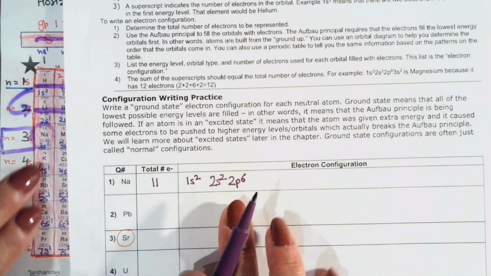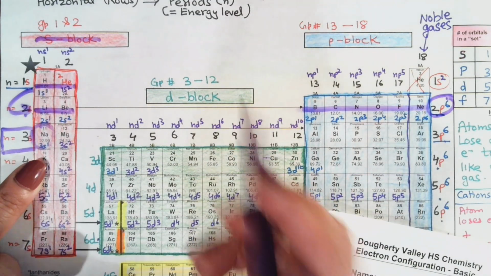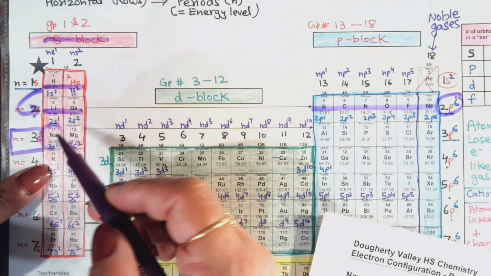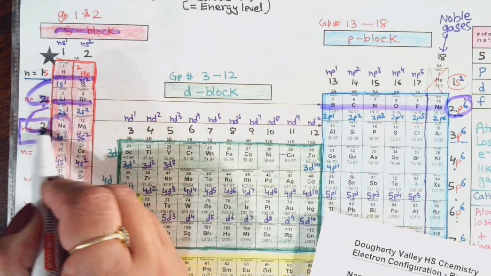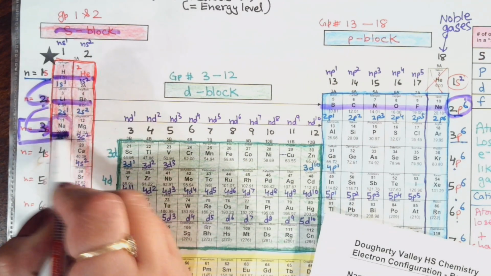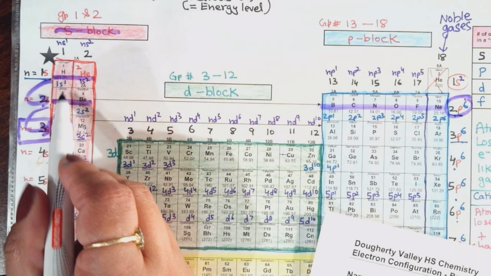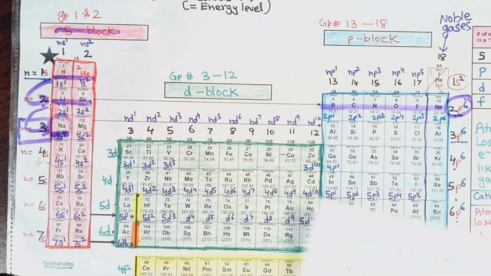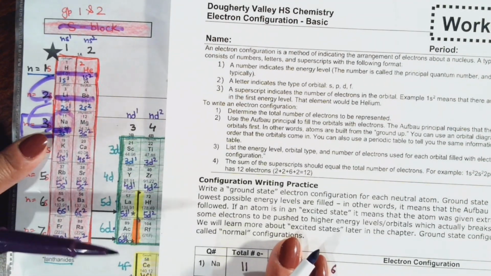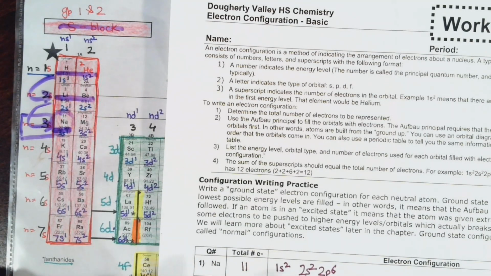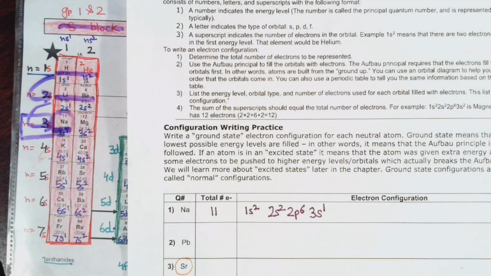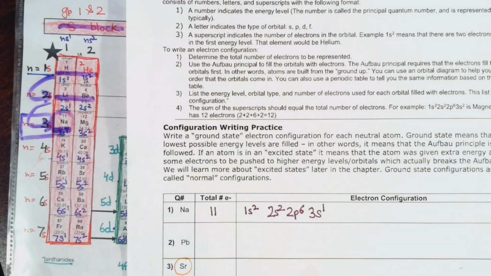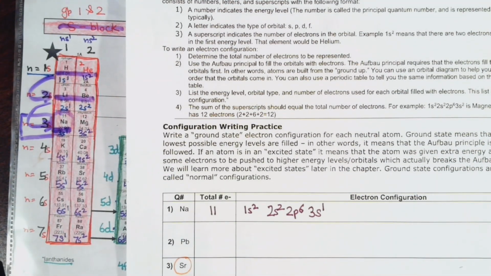We are not done yet. We have to reach sodium. Sodium is in the third period. So now we come back, and sodium is the first element in the first group and the third period. So this will be 3s1, and then we write 3s1 here. This is how we write down the configuration for sodium.